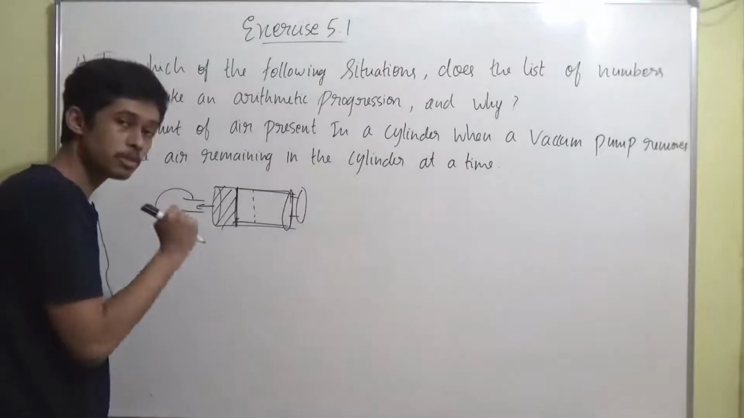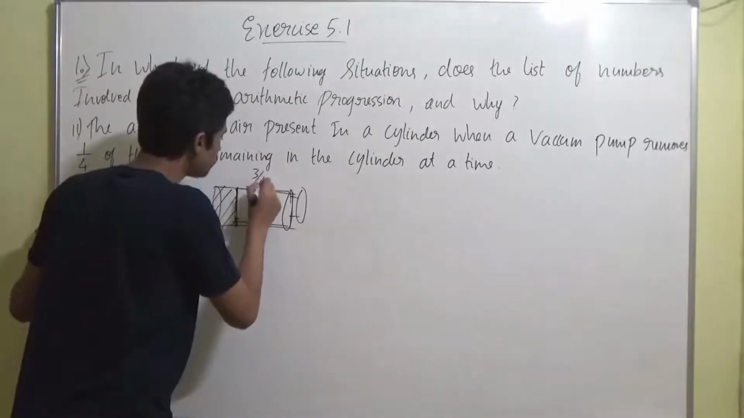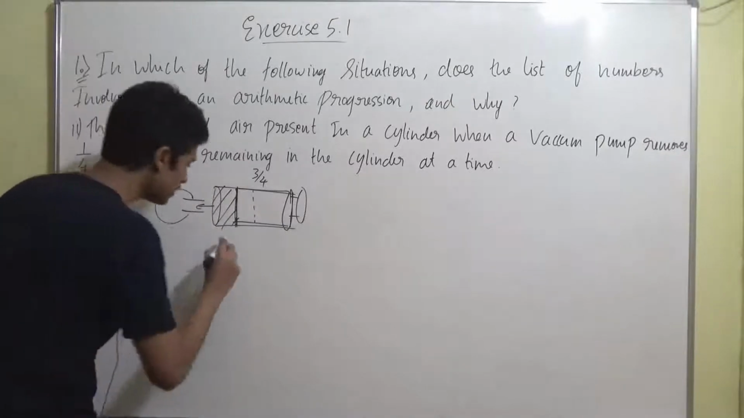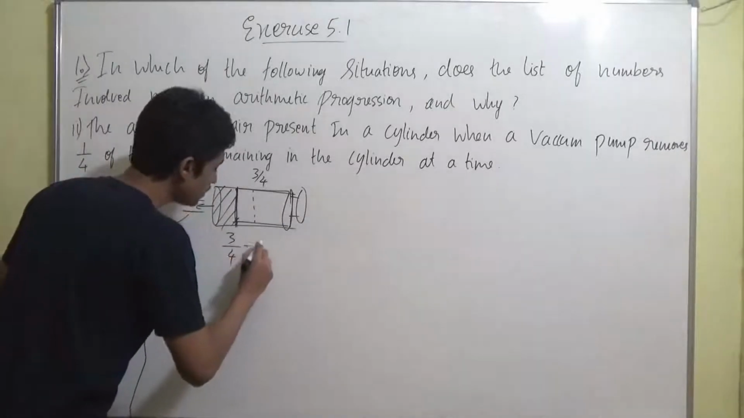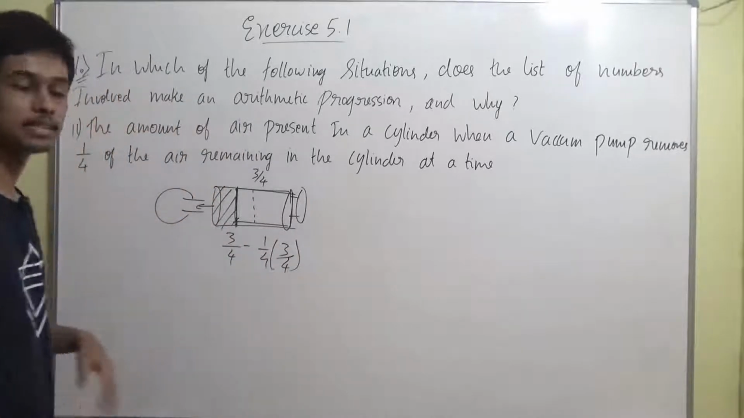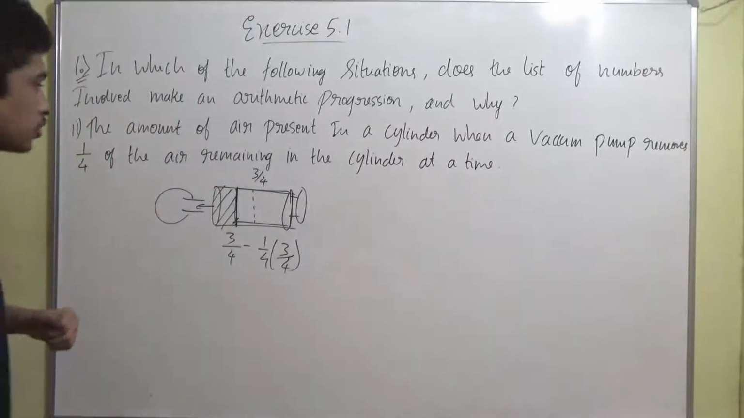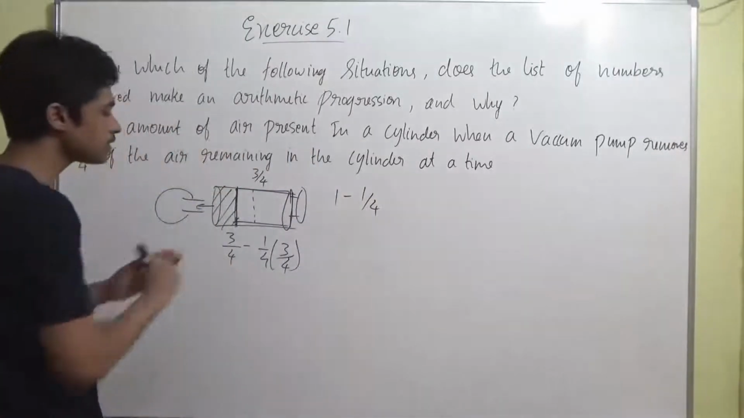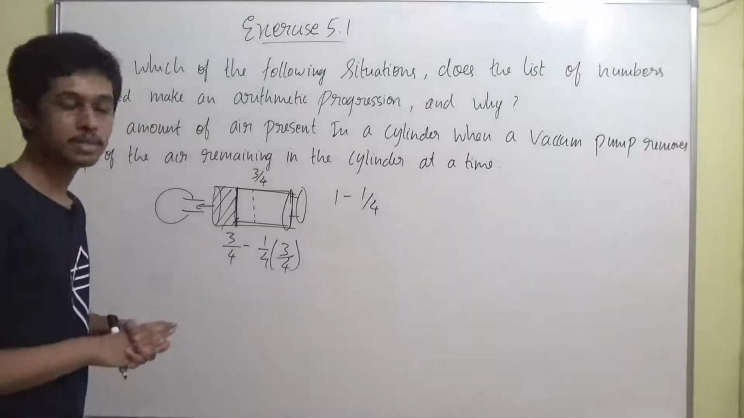In the second step, how much will be remaining? Only 3/4 will be remaining, right? 1/4 of that 3/4 is being removed. That is, 3/4 minus 1/4 of that 3/4 is removed. Getting it guys? In the second step. So this was the first step, which was 1 minus 1/4. This was the second step. After this, what can be the third step?